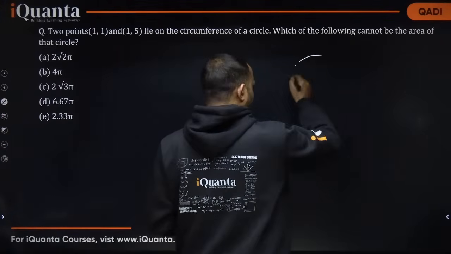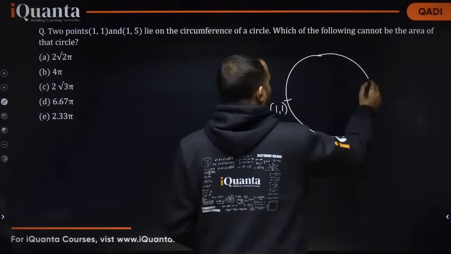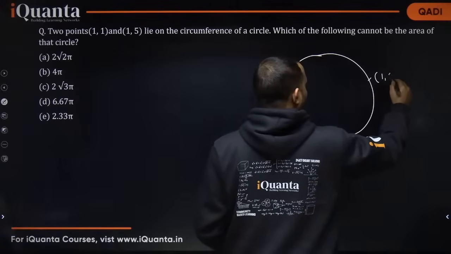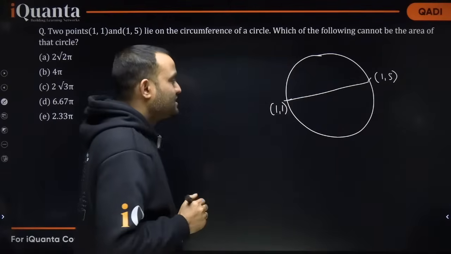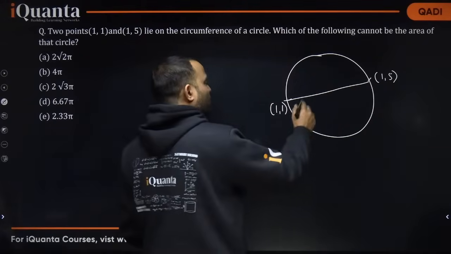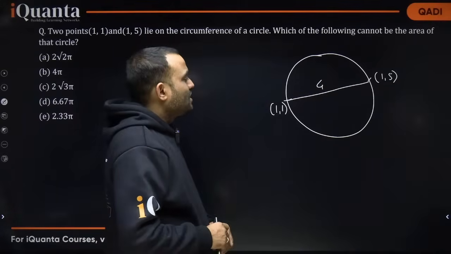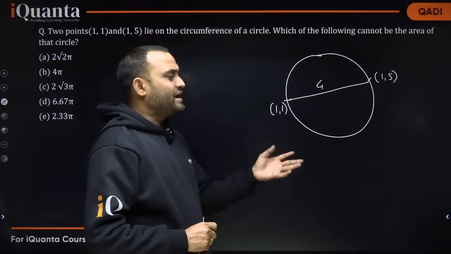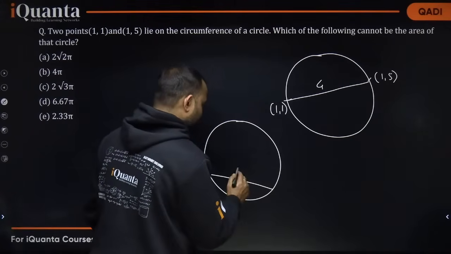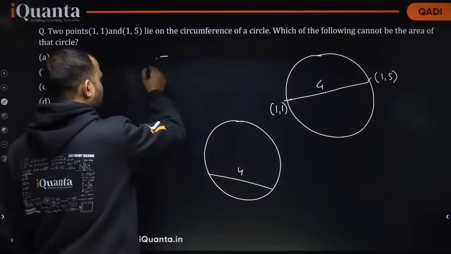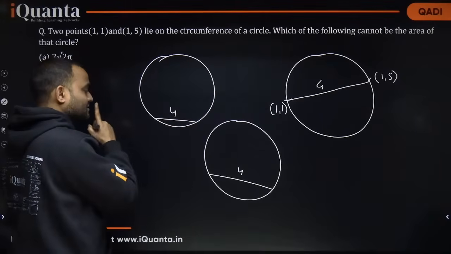See, there are 2 points on the circumference. One of the points is (1, 1), and the other point is (1, 5). Right. So what is this distance? 5 minus 1, which is 4. This distance is 4. Now this could be any 2 points on a circle, right? It could be here as well, 4. Then the radius will be bigger. It could be here as well. Then the radius will be bigger than 4, way bigger than.